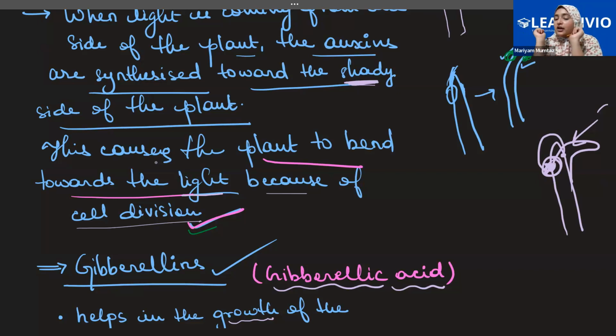You people understand the meaning of getting illuminated? What is the meaning of illuminated? Light on the object or person, right? Correct. Anything that is receiving the light is getting illuminated. So auxin is clear to you all?